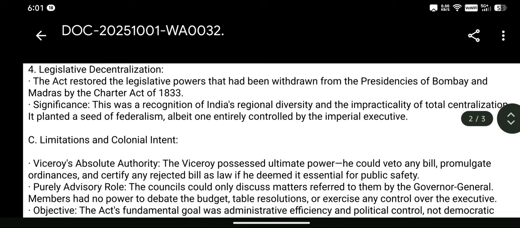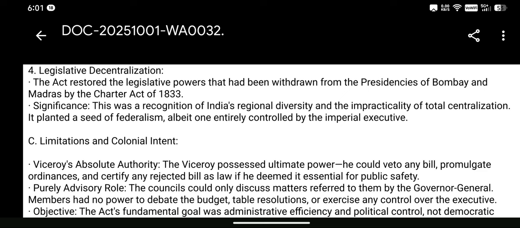Legislative decentralization. The Act restored the legislative powers that had been withdrawn from the presidencies of Bombay and Madras by the Charter Act of 1833. Significance: this was a recognition of India's regional diversity and the impracticality of total centralization. It planted a seed of federalism, albeit one entirely controlled by the imperial executive.